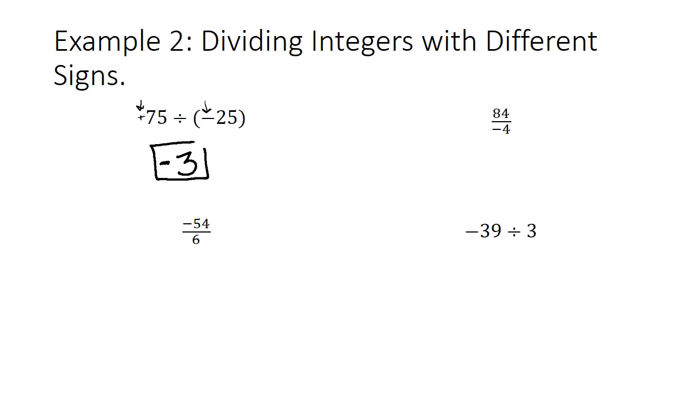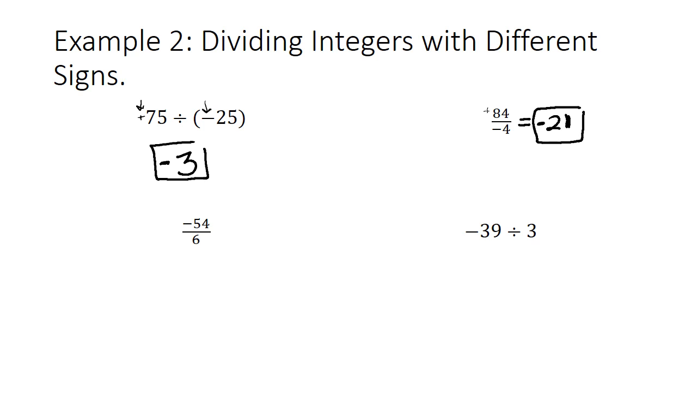Now, as we look at this situation, we have 84 divided by negative 4. So as we're looking at 84 divided by negative 4, what we can figure out is 4 goes into 8 2 times, 4 goes into 4 1 time, so it's going to be 21. But it's a positive divided by a negative, which means that we are going to have a negative answer right here, so our answer is going to be negative 21.